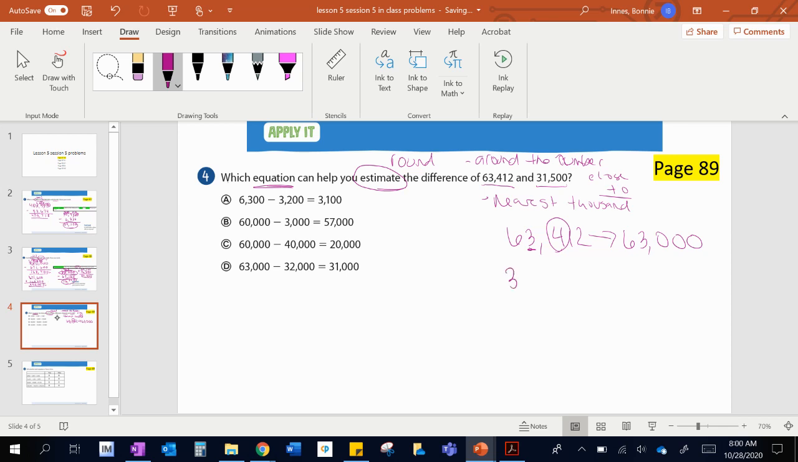If I look at 31,500 and I'm rounding to the nearest 1,000 on both of these, this is 5. I know if it's a 5 and above, it's going to round up. So this is going to round to 32,000. I look here now, so I should see 63,000 minus 32,000 in an answer, and I see it right here.